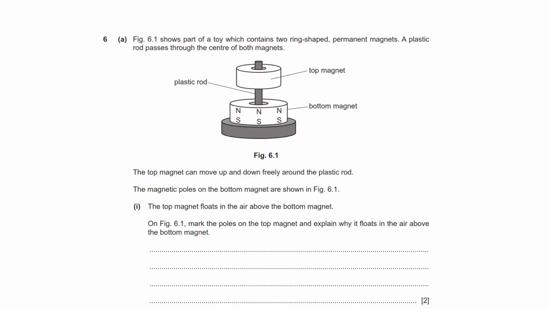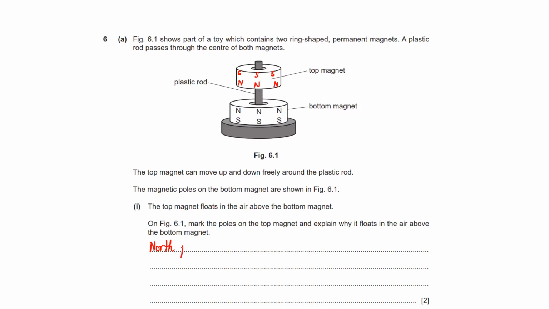So since there are two magnets, and it's floating, it means that there are similar poles which are repelling. So this is north, north repels north, and the south is here. It would be something like this, because if there were a south pole on the bottom side, the bottom magnet would have attracted the top magnet and it wouldn't be floating above. So let's explain it. The north pole on the top magnet is facing the north pole on the bottom magnet.